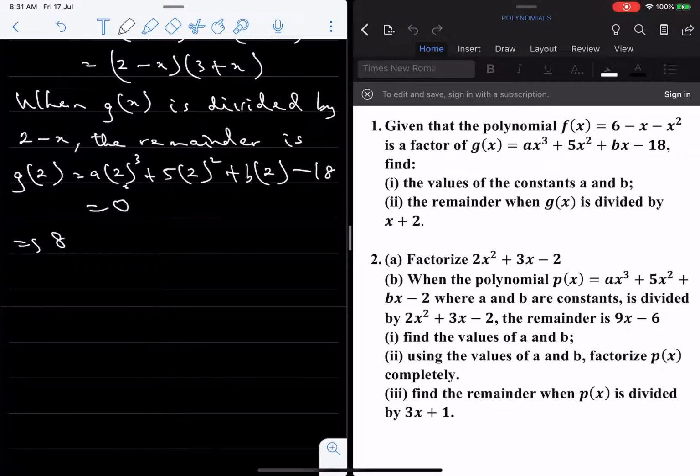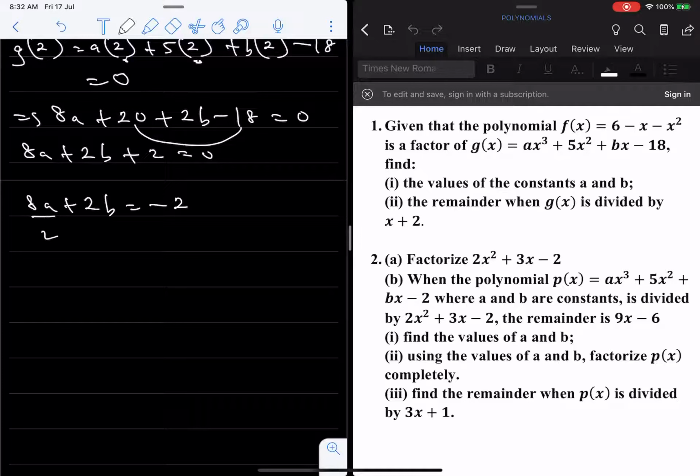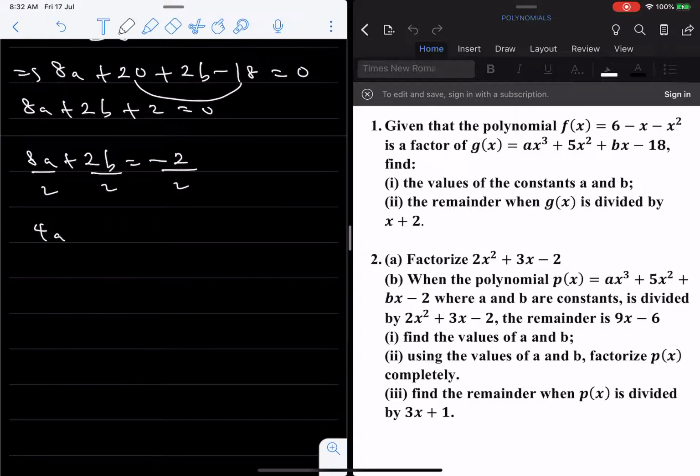So 8 times a is 8a, plus 2 squared is 4 times 5, 20, plus 2b minus 18 equals 0, which means 8a plus 2b, 20 minus 18 is 2, plus 2 equals 0. And that means 8a plus 2b equals minus 2. If I divide through by 2, I'm going to have 4a plus b equals minus 1. Let's call that equation 1.